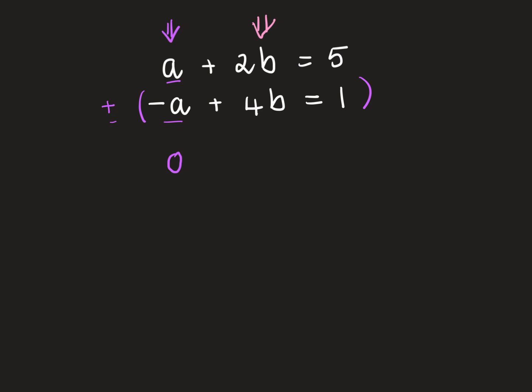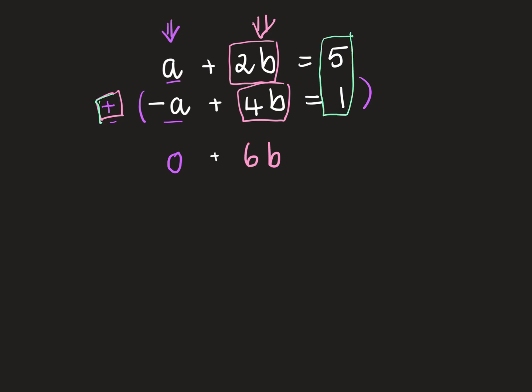Next one, let's look down here at the B's. I've got 2B plus 4B. That will give me 6B. So far I've got 0 plus 6B. And then let's look over to our numbers on the right here. We've got 5 plus 1. 5 plus 1 is equal to 6. So here is my new equation. 6B is equal to 6. I can solve that. Divide by 6, divide by 6. B is equal to 1.